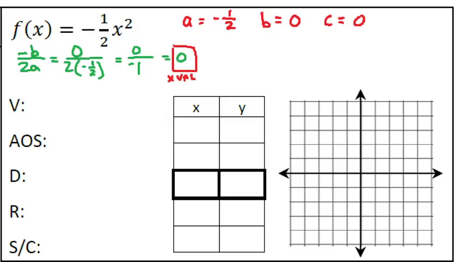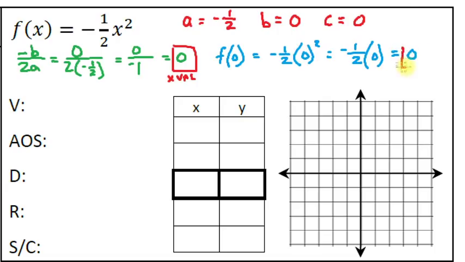All right, remember to find the y value, all you do is you plug in the x value. So f of 0, there's our x value of 0. f of 0 equals negative 1/2 times 0 squared. Well, 0 squared is 0, and anything times 0 is just 0. So in this case, we end up with a vertex of 0, 0.